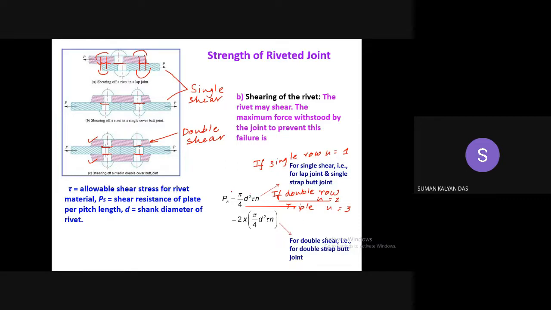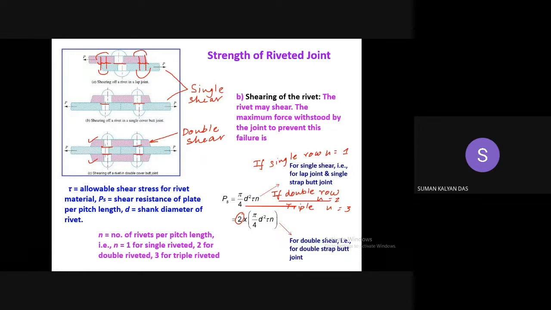Okay, now this is a case of single shear, pi by 4 D square tau into N. Now if you consider this one, another extra multiplier 2 should be included in this expression. So this into 2, that is the case of double shear. আচ্ছা, এখানে লিখেই ছিলাম। So N is equal to the number of rivets per pitch length. So if you consider one single row, it is 1. If it is double row, 2, and triple row, 3. বোঝা গেল? Any doubt in this slide?